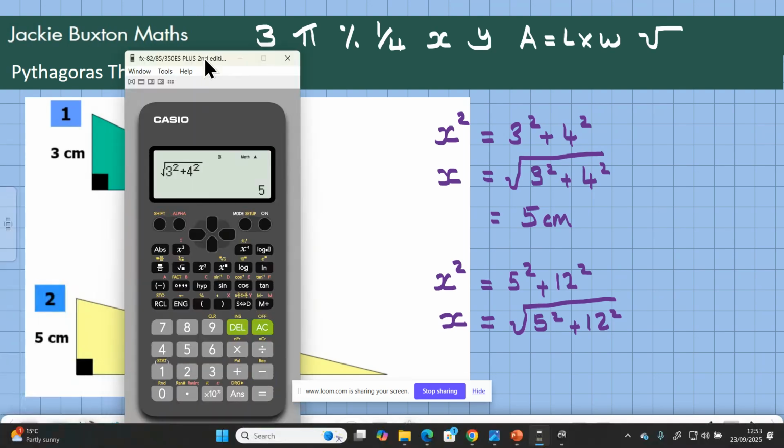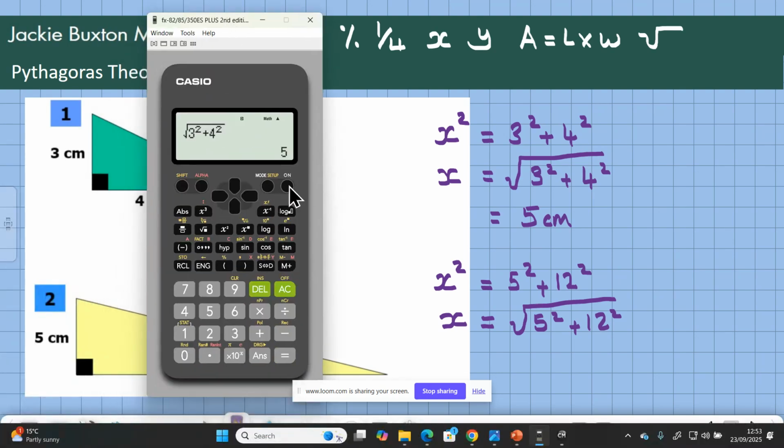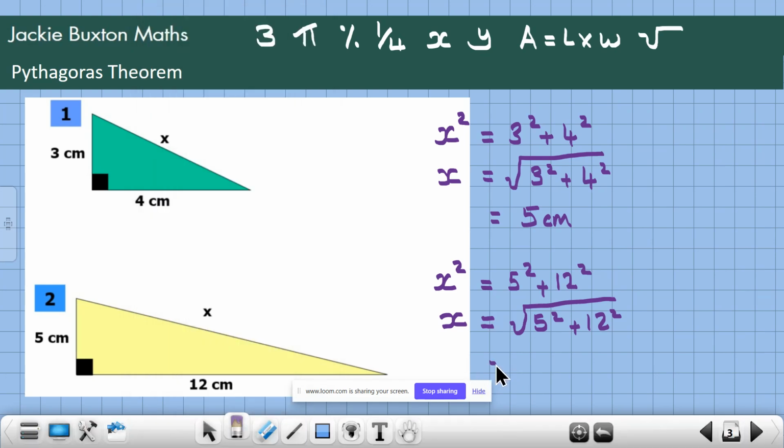Here we go. Let's set it to on, and then we're going to type in the square root of 5 squared plus 12 squared, push equals, and we get an answer of 13. So again, this one is also called a Pythagorean triple because it comes out so neatly. Right, so that's 1 and 2 done.